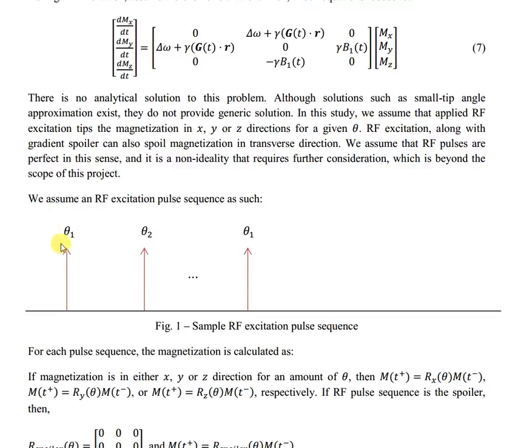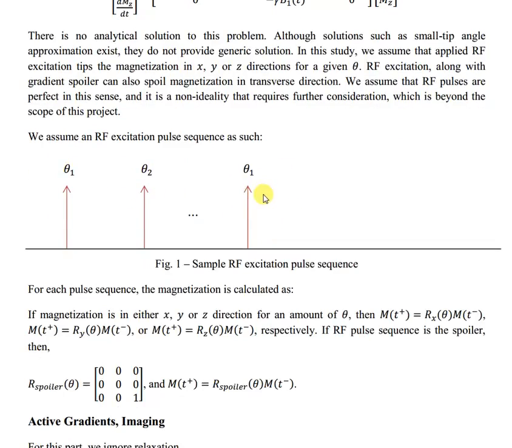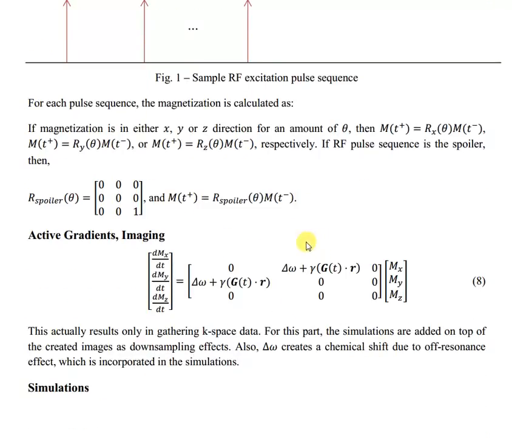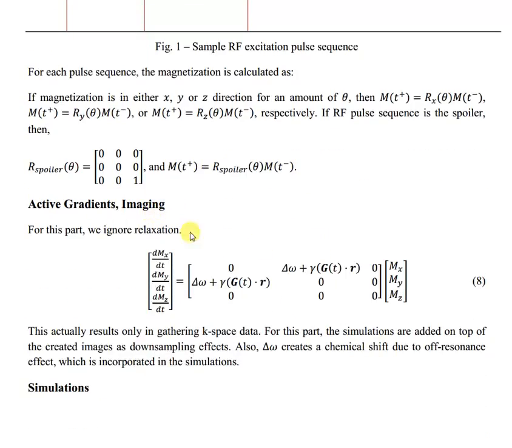So I assumed that there is a pulse sequence, and at specific times there is theta 1 and theta 2, and this pulse is repeated. So the exact analytical solution then becomes only a rotation given an initial magnetization, as in this one. It can be in the X, Y, or Z direction. It can also be the spoiler gradients, which can be used to kill the transverse magnetization. And finally, there are active gradients used in imaging, which are only used to move around in K-space.